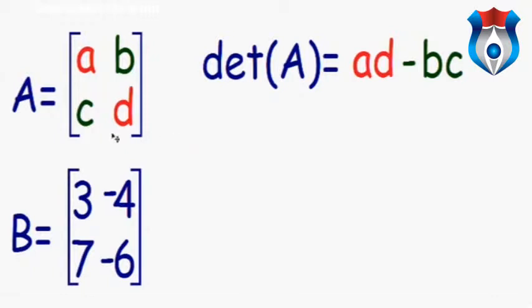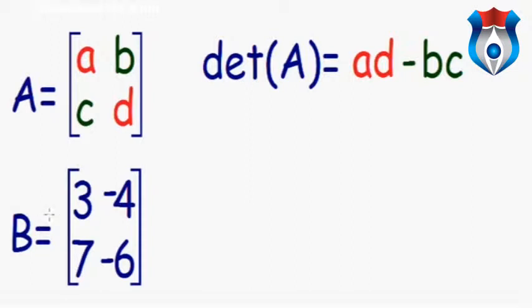So let's start with this 2x2 matrix A. I generalized it and used letters instead of numbers, just so you can see the formula better. The formula is: the determinant of this matrix A is equal to A times D minus B times C. Notice how A times D is the red diagonal of this matrix, and B times C is the green diagonal of the matrix.